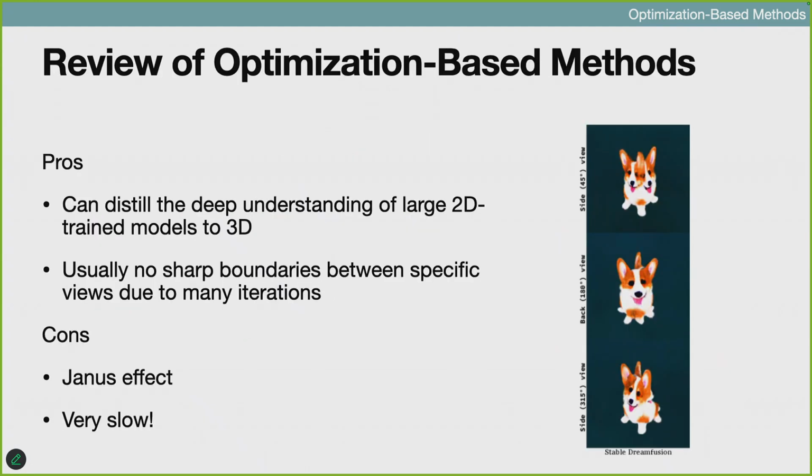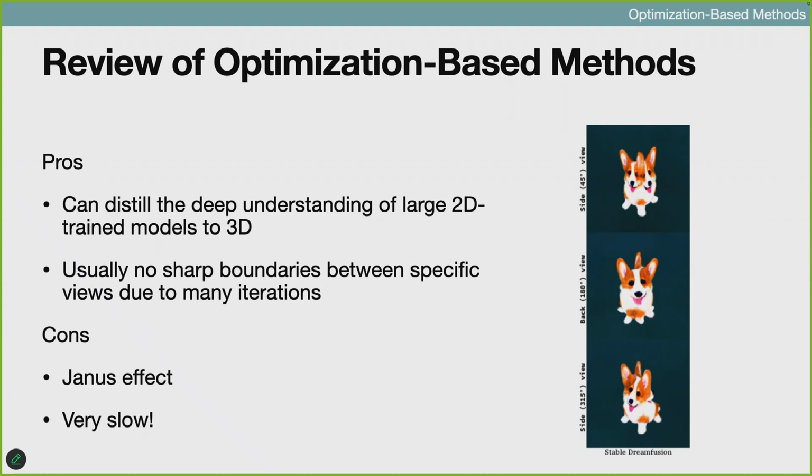So to recap, optimization-based methods allow distilling the deep understanding of large 2D trained models back to 3D. With this setting, aggregating multiple views and sharp boundaries, which we'll see come up later, are largely not concerns, since they are usually smoothed out over the many optimization iterations. However, their disadvantages include the Janus effect, since the context of views accounted for during one iteration doesn't apply to other iterations, causing these doubled faces and other such view-dependent artifacts.